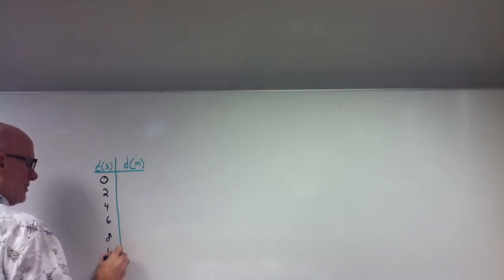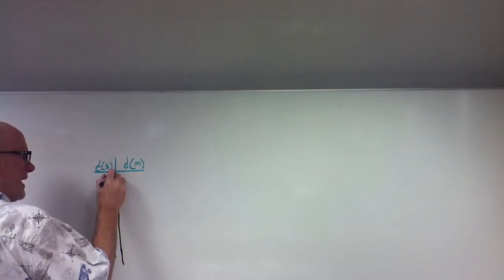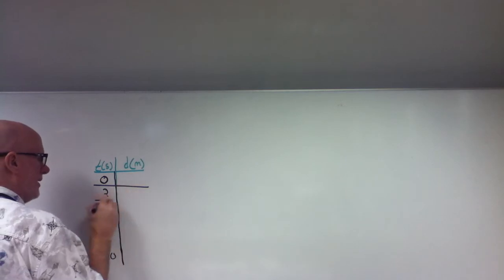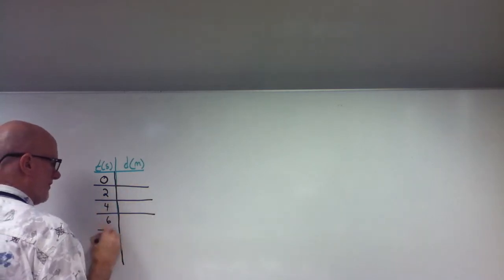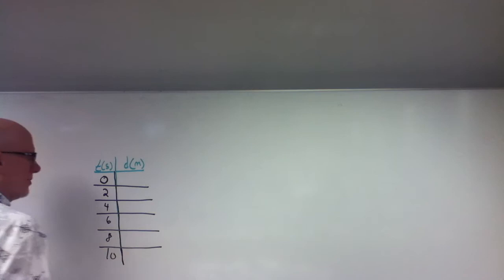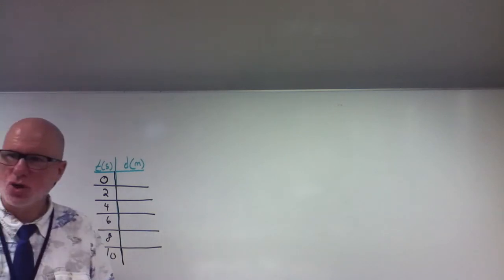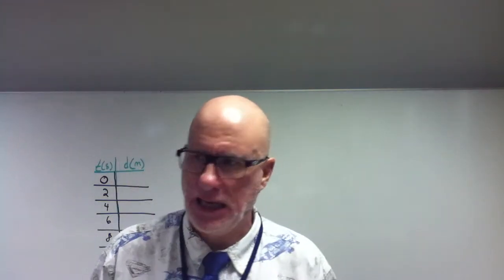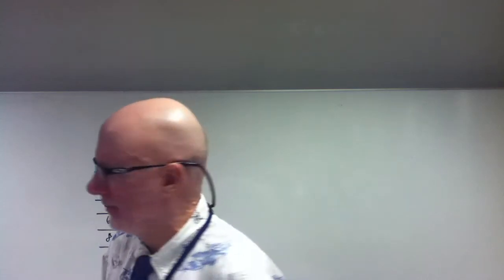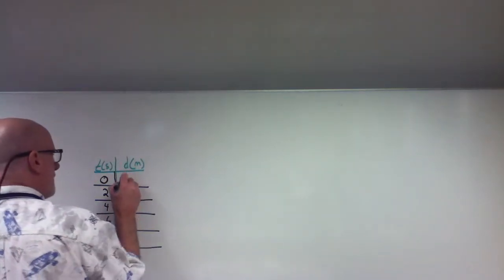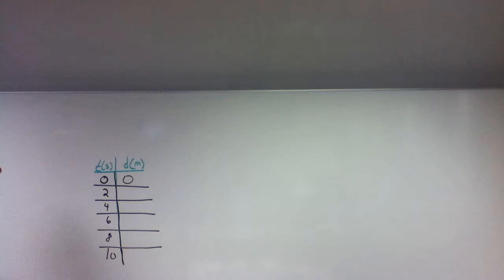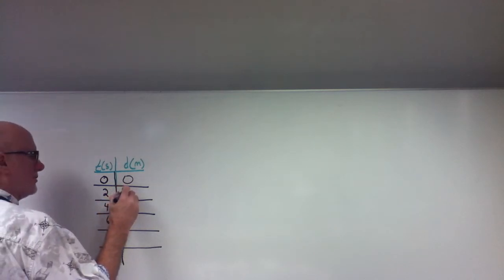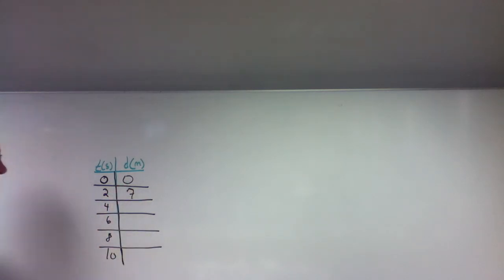So every 2 seconds, you're going to take data, right? And you're going to put in the values. And remember, you're going to draw your best straight line, correct? So this is going to be 0. You're going to go 0 meters, and you're going to go 7 meters in the first 2 seconds.